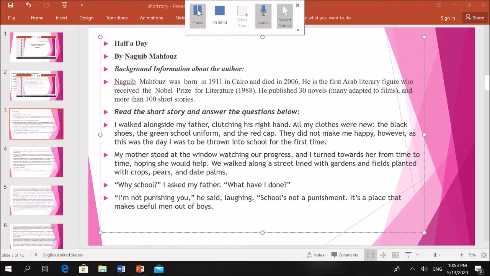Background information about the author. Naguib Mahfouz was born in 1911 in Cairo and died in 2006.